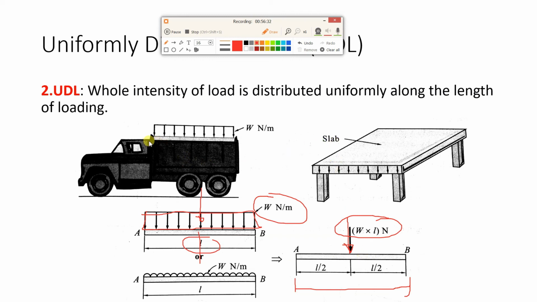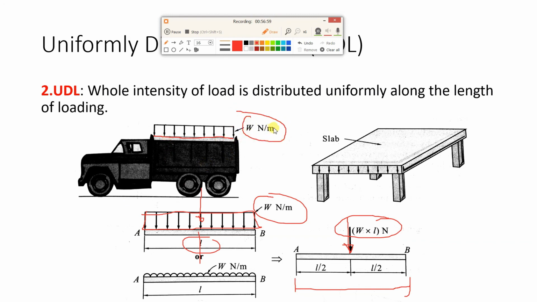Here, what is the definition of UDL? The whole intensity of load is distributed uniformly along the length of the loading. So here you can see an example. Here a truck has been shown, and in this truck sand is filled, and if you see the level of the sand, it is the same, perfectly parallel with the road. So it will be a case of uniformly distributed load.